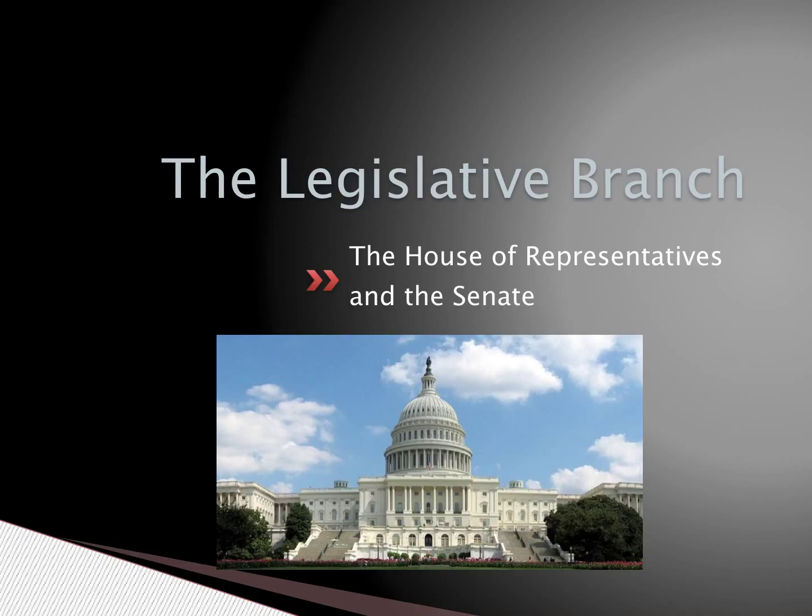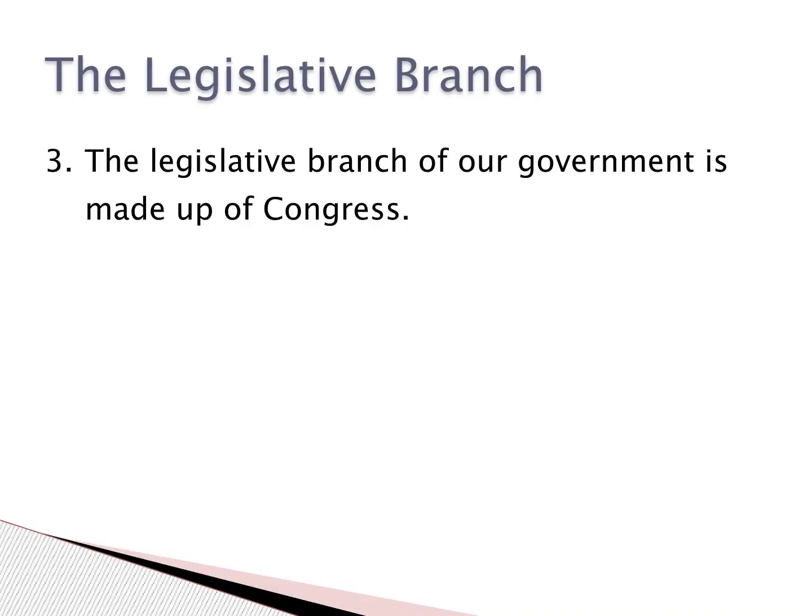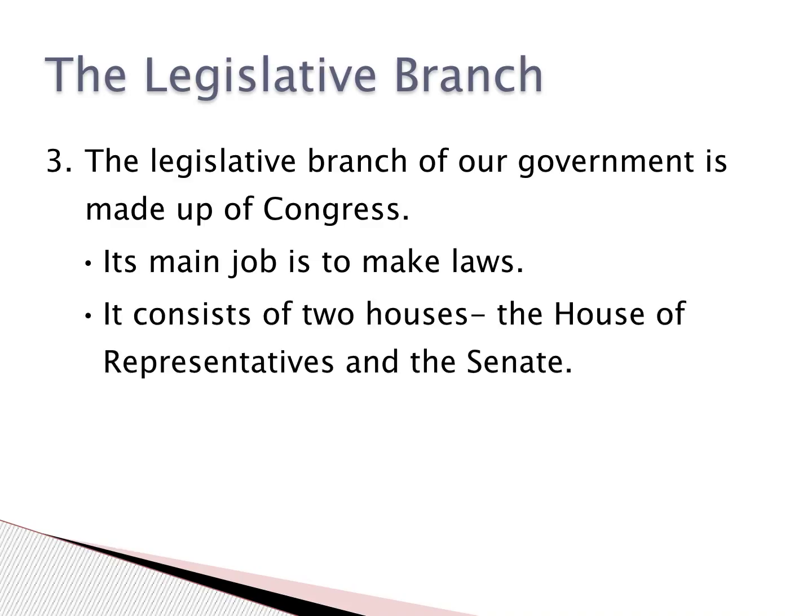So let's talk about the 3 branches. The first branch, and it's listed first in the Constitution because the Founding Fathers felt that this was probably the most important branch. It's the one that's closest to the people, and that's the legislative branch. So the legislative branch is made up of Congress, and its job is to make laws, to write laws. Congress consists of 2 different houses or 2 different chambers, the House of Representatives on one side and the Senate on the other.